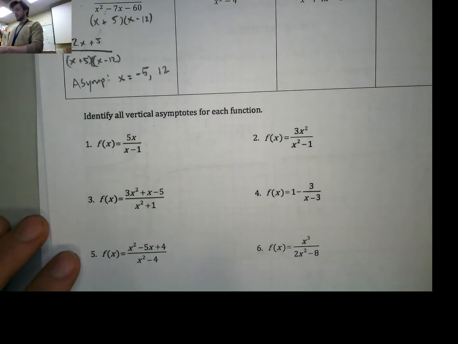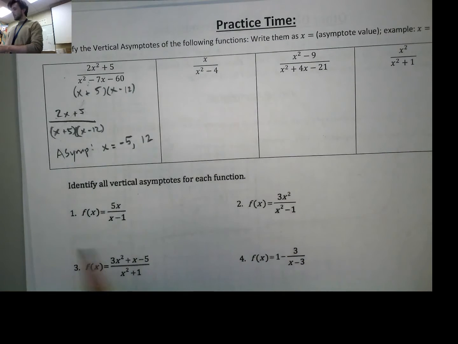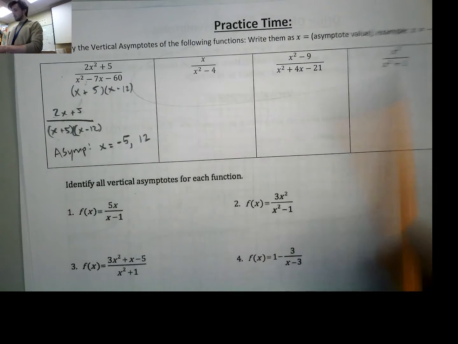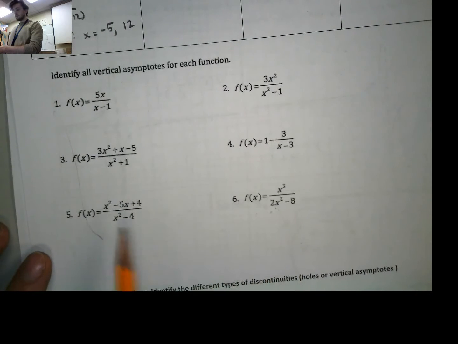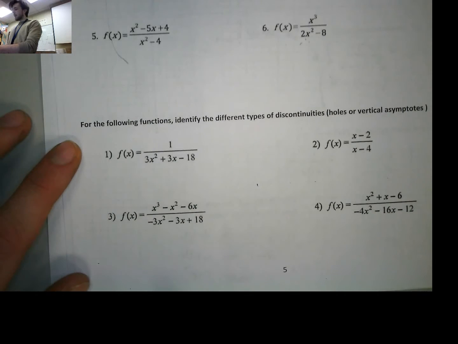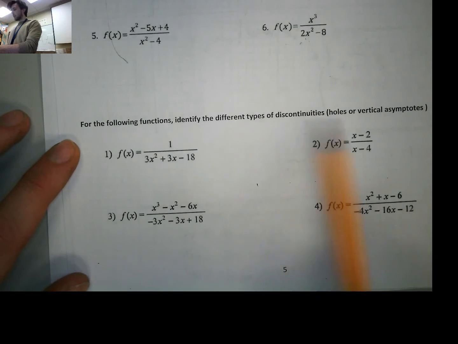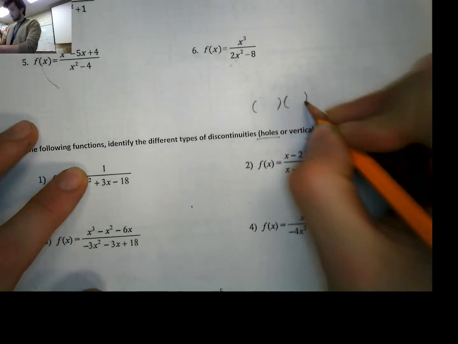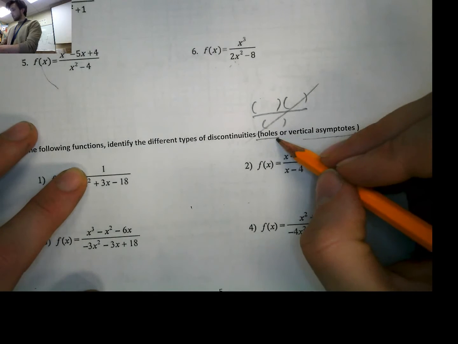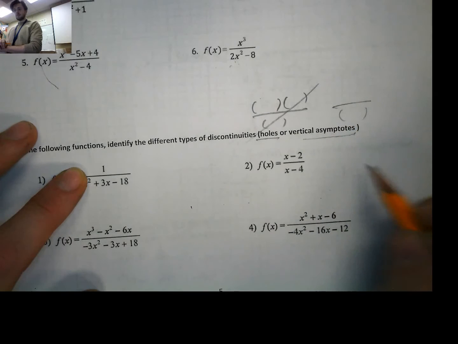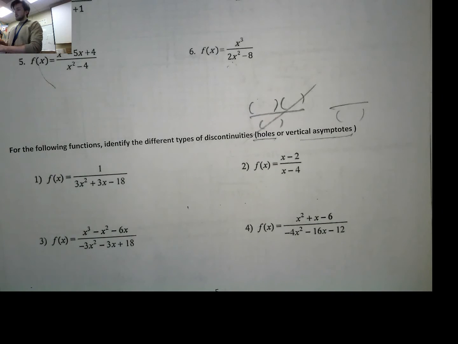All right, work together on these. Identify those asymptotes. For the first ones, number 1 through 6 here, also find asymptotes. You've got a lot of factoring, maybe some GCF, top and bottom going on. On the last 4, identify whether it's a hole or an asymptote. So remember, if you can cancel something out, it's a hole. If it's just on the bottom, it's an asymptote.